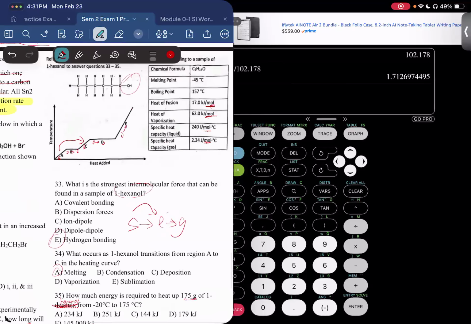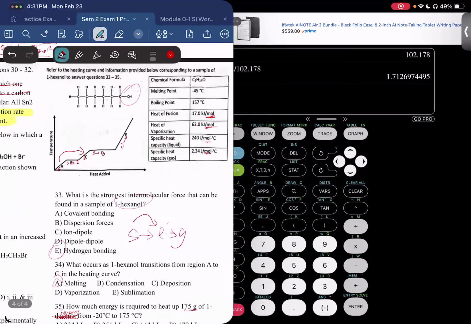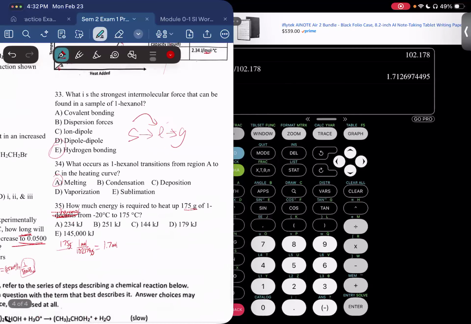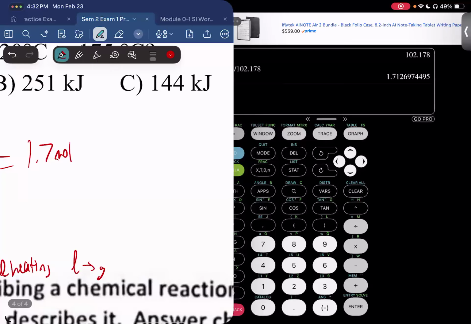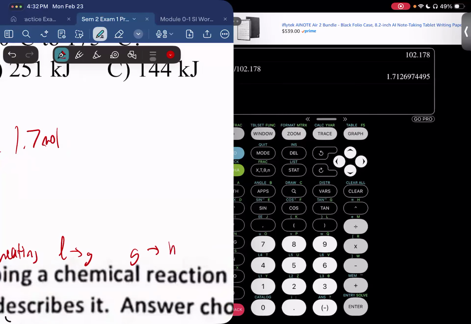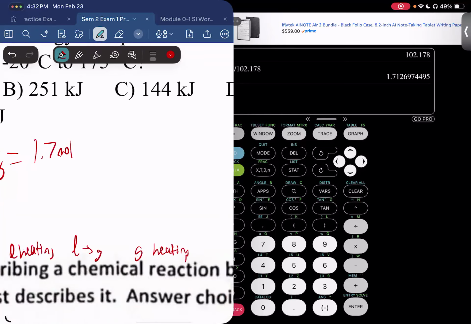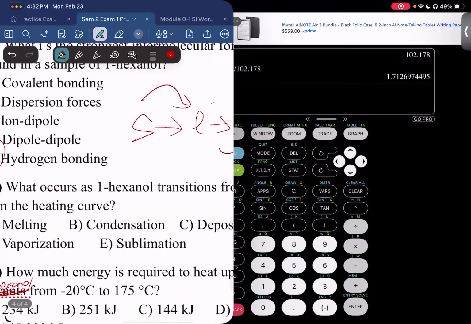We see here that it's going from -20, so it's liquid, because it's in this temperature range. So it's going to heat up to 157 degrees. So we're going to have liquid heating up, and then probably the transition from liquid to gas, and then gas heating up. All right, so there are 3 steps to this.